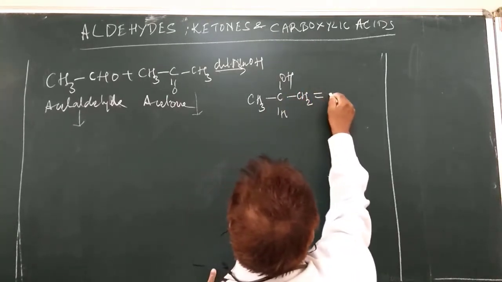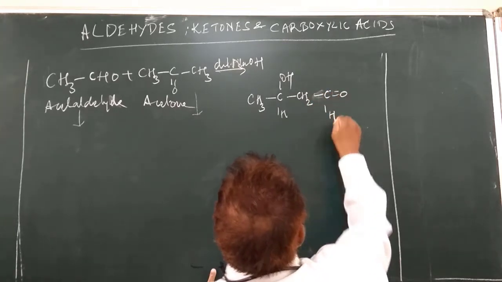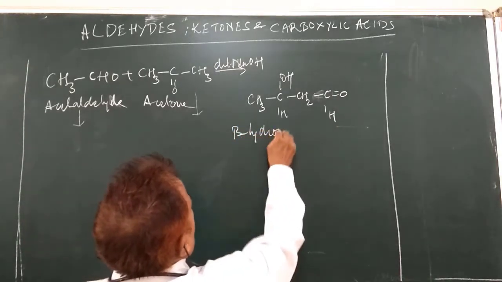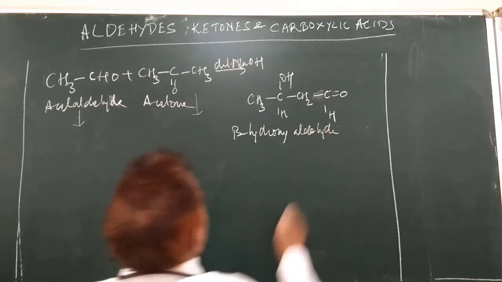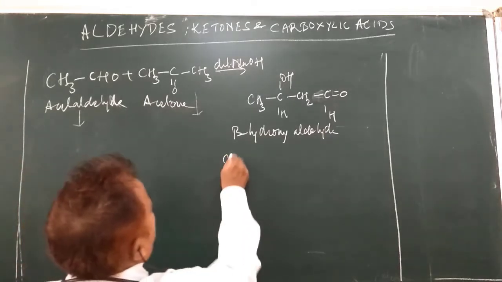This is CH=O–H, a beta hydroxyaldehyde. This is one type of substance. If two ketone molecules undergo this reaction, what do we get?